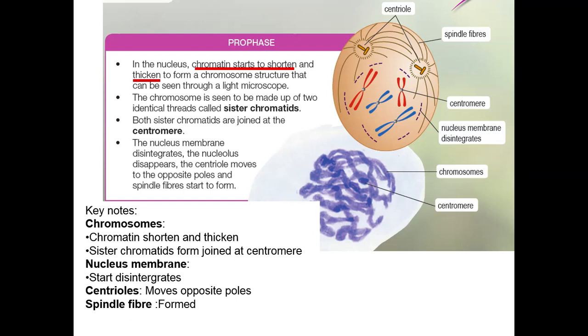Alright. So the nucleus membrane will start to disintegrate. The dotted line here is the nucleus membrane. Yes, it starts to disappear. And then the centrioles, there must be a pair of centrioles. So why a pair? Because the centrioles will move towards the opposite poles. And the spindle fibers will also be formed. The function of the centrioles is to produce the spindle fibers.